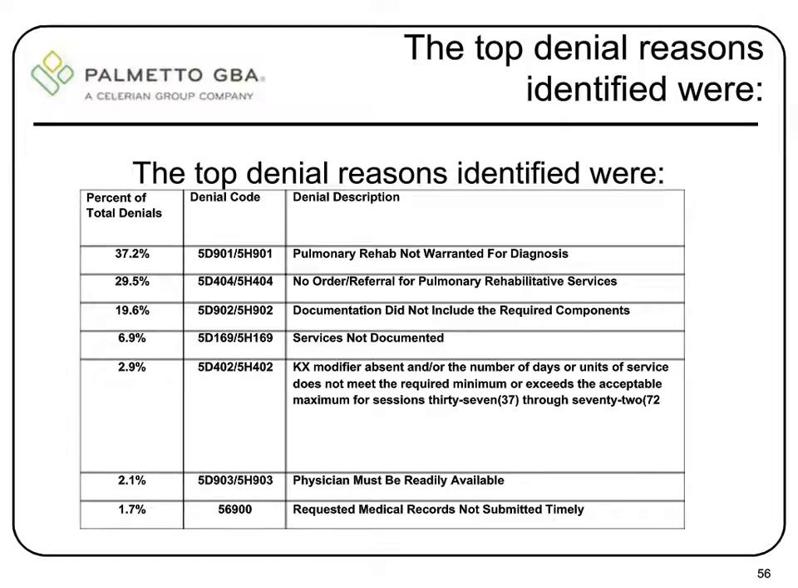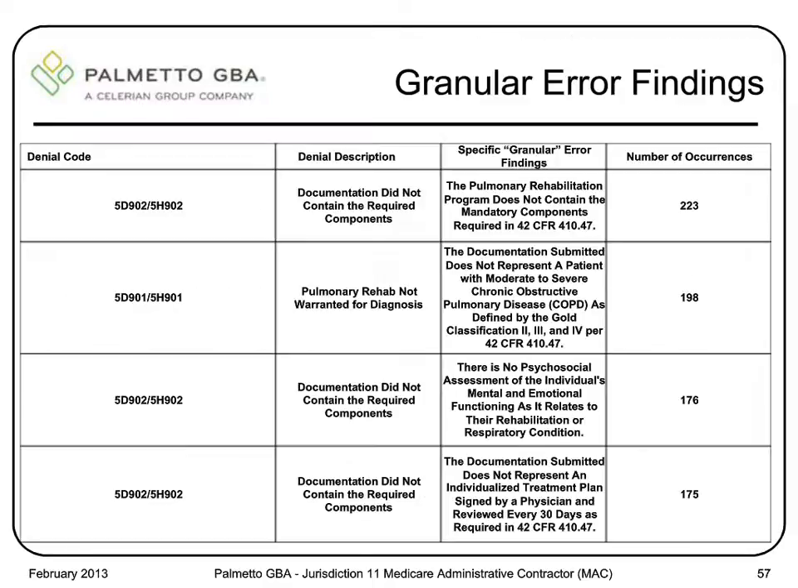Here again are the top denial reasons. And again, the next 4 slides are involving the granular denial reasons for each denial code and the frequency of occurrences.